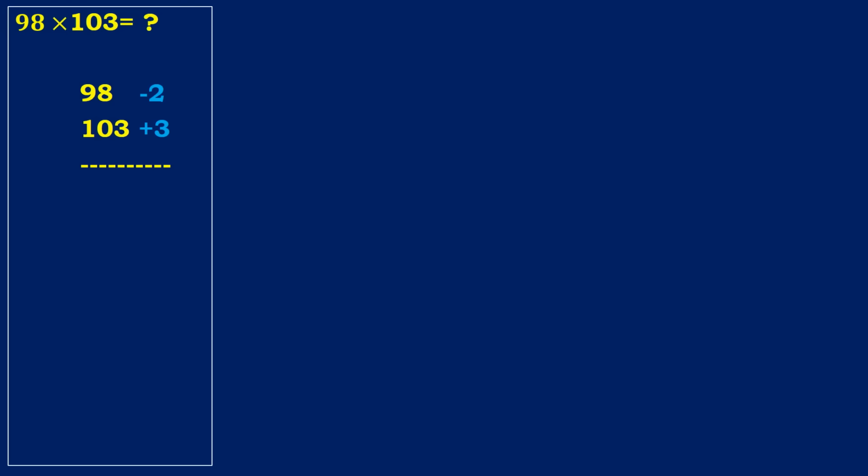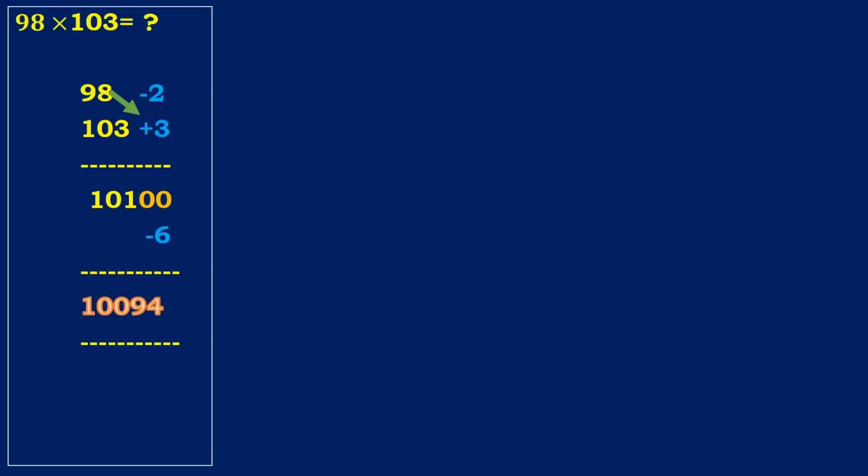You can take any one of these cross additions or differences. So, 98 plus 3 gives us 101. The first part of the answer is 101, followed by 2 zeros. The product of minus 2 into plus 3 will be minus 6. Then, 10,100 minus 6 gives us the required answer, which is 10,094.